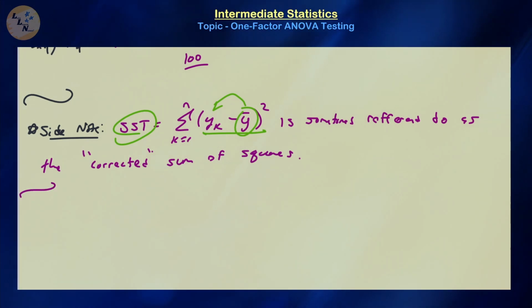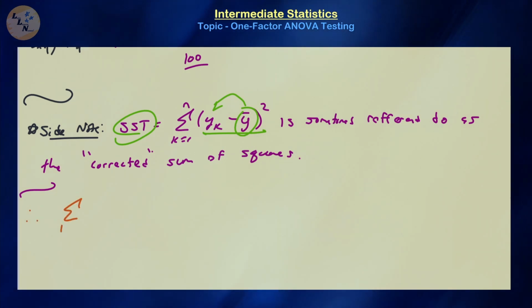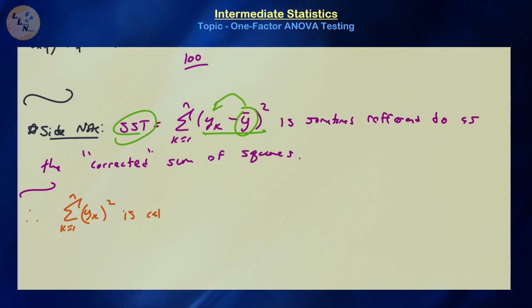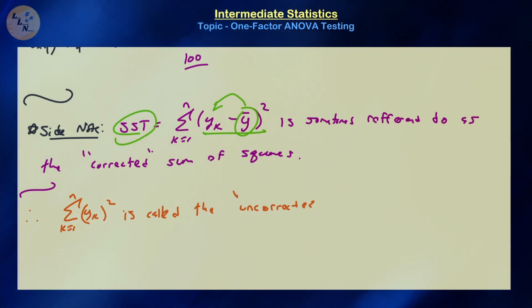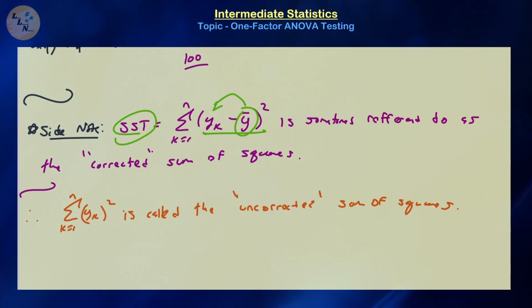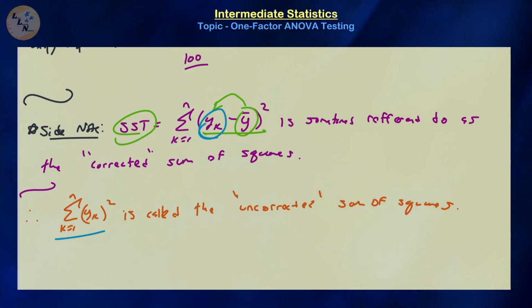So the uncorrected sum of squares, which is represented by the sum from k equals 1 to n of yk squared, is called the uncorrected sum of squares. Because if you do not correct this sum of squares representation for SST, then you're not going to get that nice little beautiful property that SST equals SSM plus SSE, right? So if that is the case, what is the relationship between the corrected and the uncorrected sum of squares? Because clearly one is hiding out inside of the other.